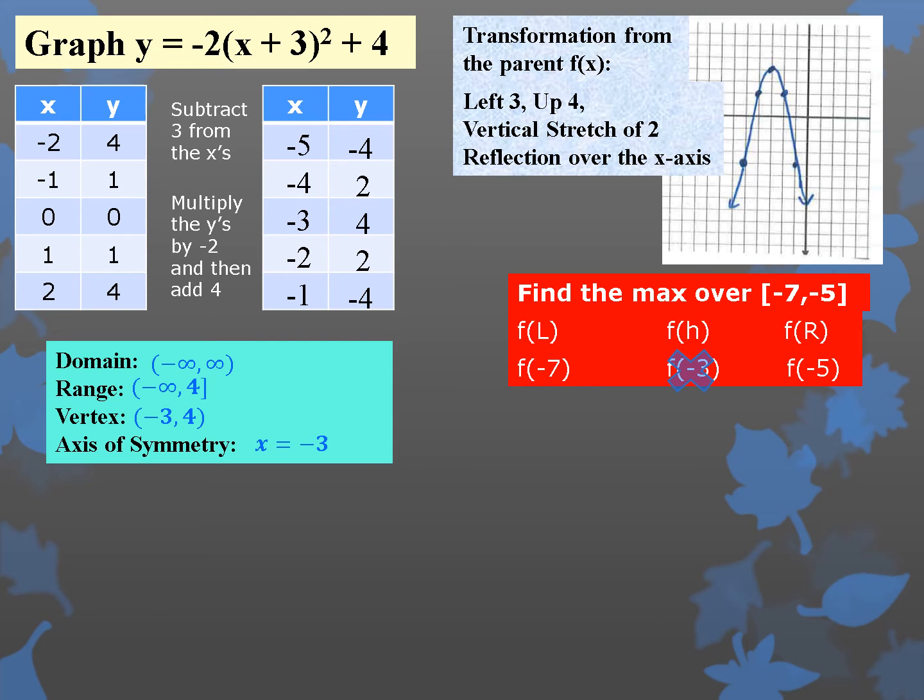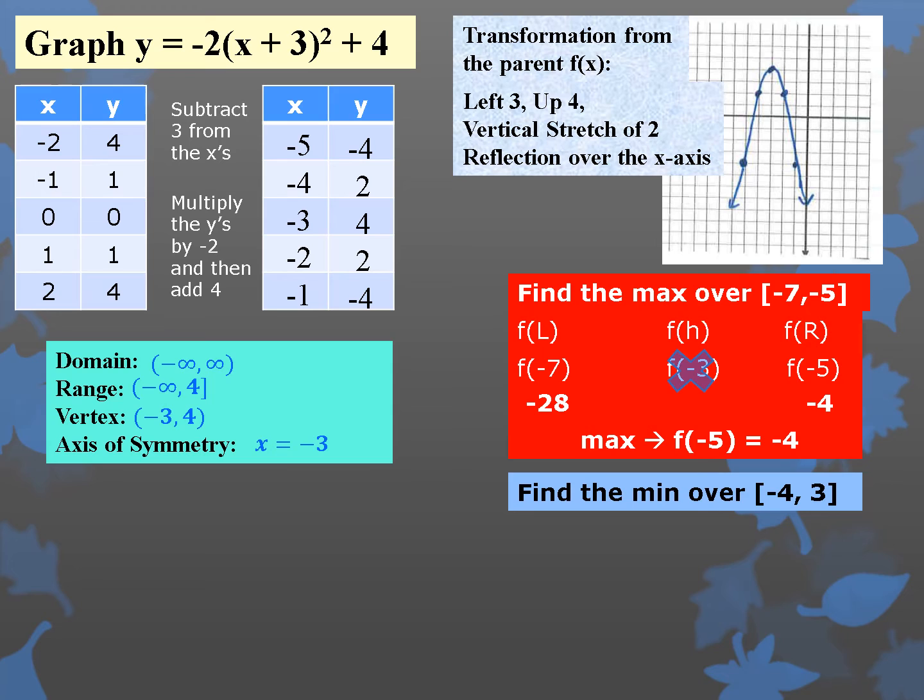So negative 7 plus 3 is negative 4. Negative 4 squared is 16. 16 times negative 2 is negative 32. Negative 32 plus 4 is negative 28. I rinse and repeat with 5. So 5 plus 3 is 8. Wait, I use negative 5: negative 5 plus 3 is negative 2. Negative 2 squared is 4. 4 times negative 2, negative 8. Negative 8 plus 4, negative 4. So surprisingly, my biggest value is negative 4. So I'm going to say the max is f of negative 5 equals negative 4.